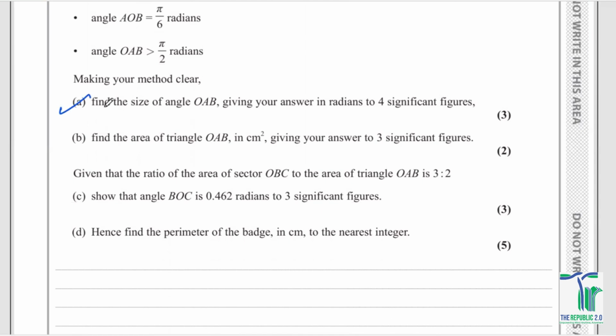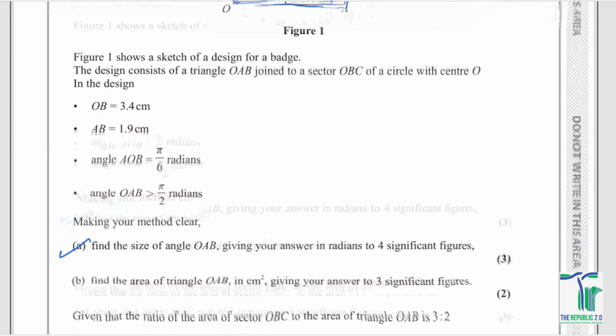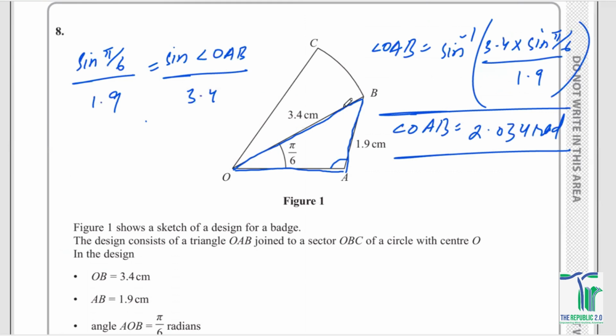Now, we need to find the area of the triangle OAB in centimeters square, giving the answer to 3 significant figures. The good thing is that we have got this angle and this angle. If this is pi by 6 and this is 2.034 in radians, then the angle at OBA has to be pi minus pi by 6 minus 2.034.